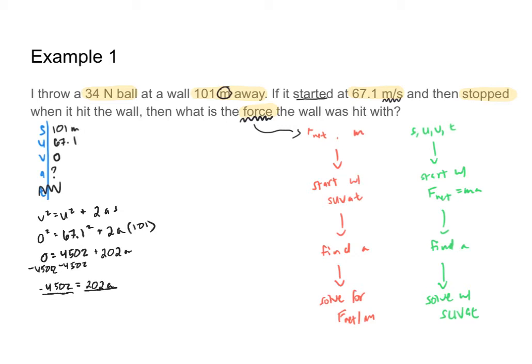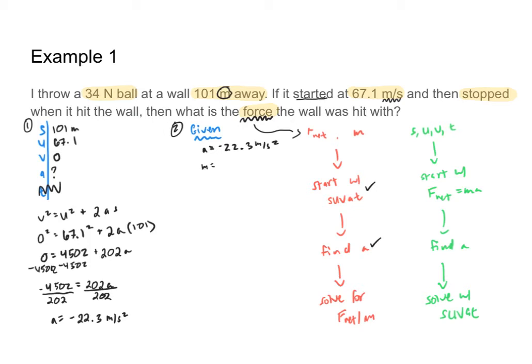Dividing both sides by 202, I get that my acceleration is negative 22.3 meters per second squared. So I've started with my input and I found a. Now I need to use F net equals ma to figure out my net force. So I have finished step 1 and I'm moving on to step 2. At this point, I now know that my acceleration is negative 22.3 meters per second squared.